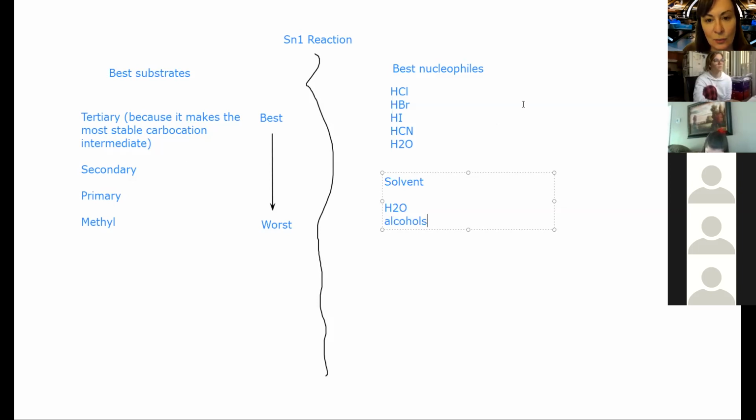If anybody has their worksheet handy, did we write any other things about the SN2 reaction that maybe we want to clarify about SN1? Is that all we wrote?